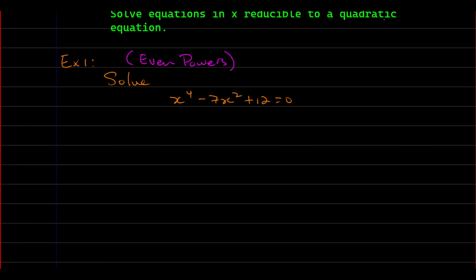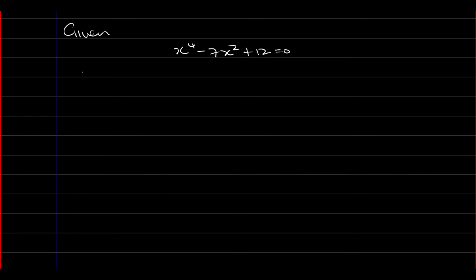So let me write out a solution for this one. We're given x to the 4th minus 7x squared plus 12 equals 0. Right? That's what we're given. Let me rewrite it first so I can show you what I'm talking about. I can see that this x to the 4th in the first part can be written like this, and I'm seeing that this here can be a factor here.